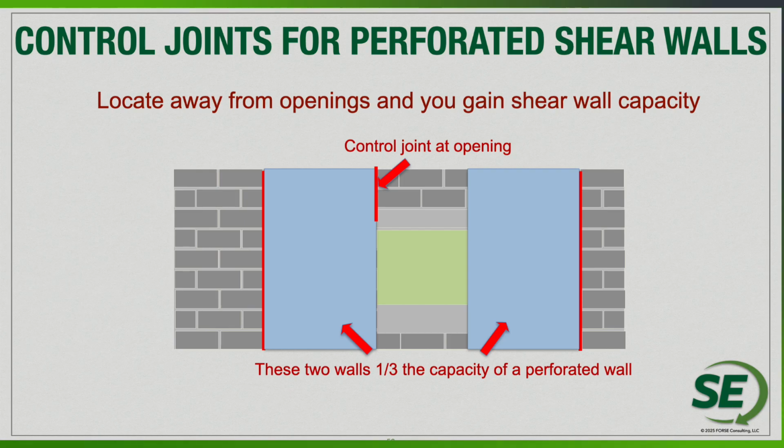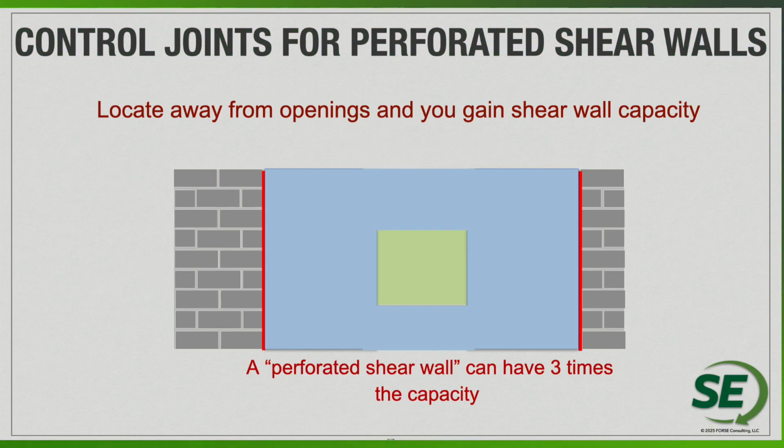So again, this is going to have about 1/3 the capacity of this in my one example. Now certainly different height to length aspect ratios can change the overall, but the point is you have a lot more capacity when you have a perforated shear wall than if you do not.